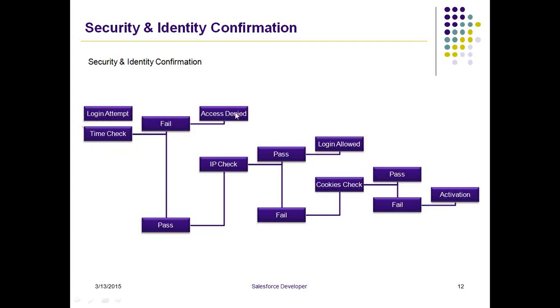If he is not allowed to log in, access is denied. If he is allowed to log in at that point of time, it goes and checks if the person is logging in from an IP address which is allowed by the administrator or not. If he is allowed to log in from that IP address, login is allowed. If it fails, it goes and checks whether he has already logged in from that particular machine or not. If he has logged in earlier from that machine, no problem, he is allowed to log in. If he has never logged in from that machine as per the browsing history, then he has to receive an activation code either on his registered email ID or the registered mobile number, and use that activation code to log in into the system.